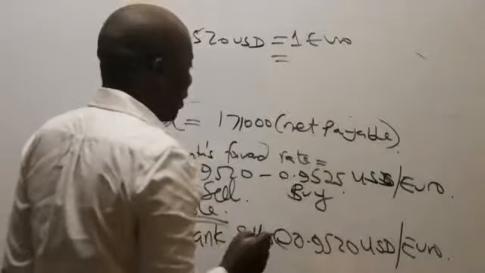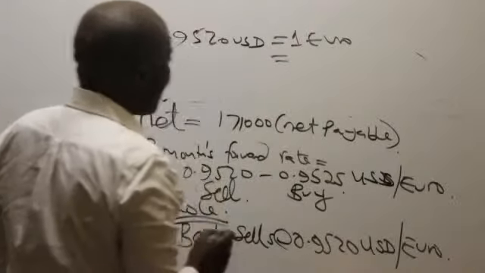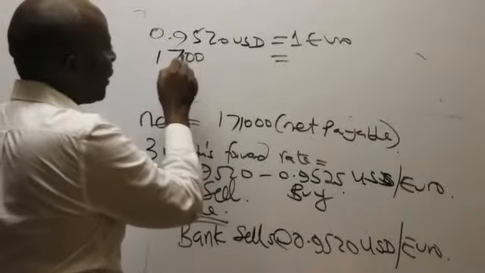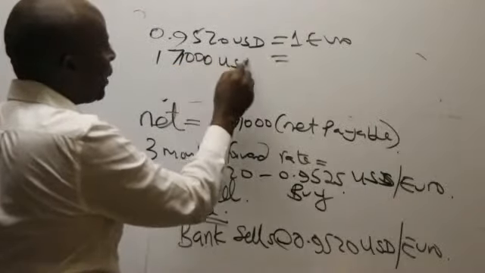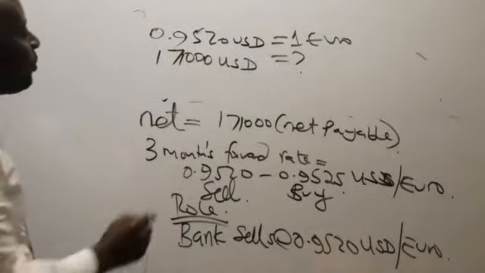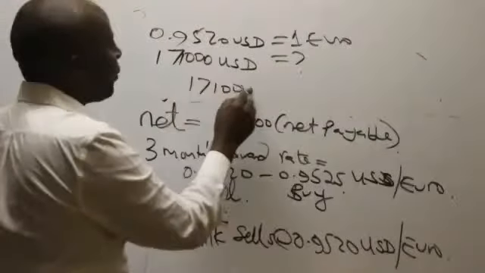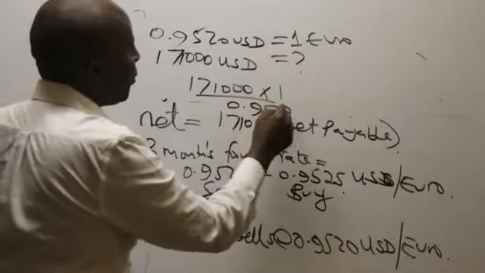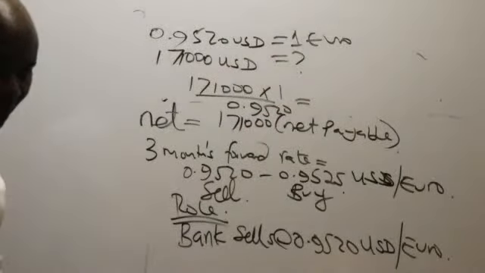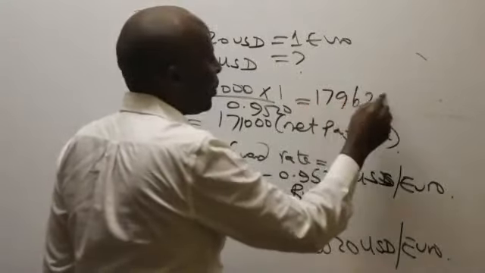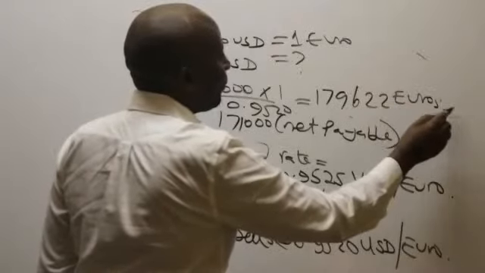How about the $171,000? When you cross multiply, this will be 171,000 times 1 over 0.9520, which will end up giving us what figure? 179,621. So 179,622 euros.